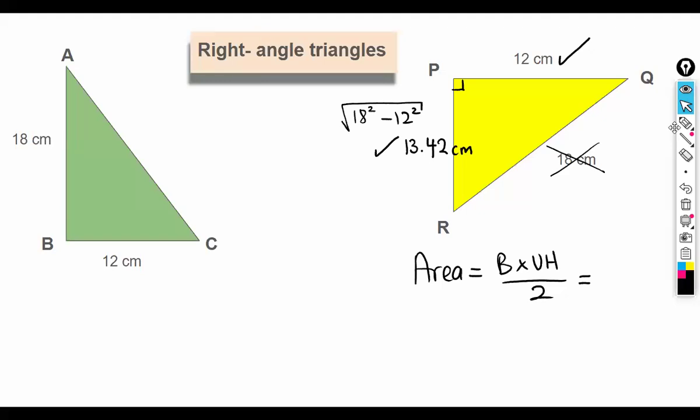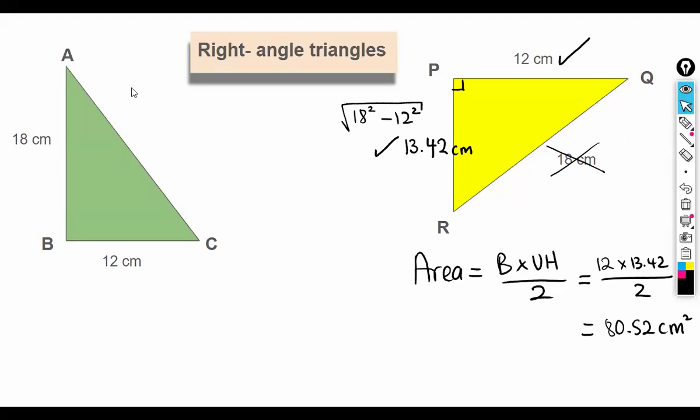All right, let's see if I get the same answer as you. According to base 12, the 13.42 will be the height. Now, 12 multiplied by 13.42 divided by 2. And yes, you guys are correct. You get 80.52 centimeters squared.